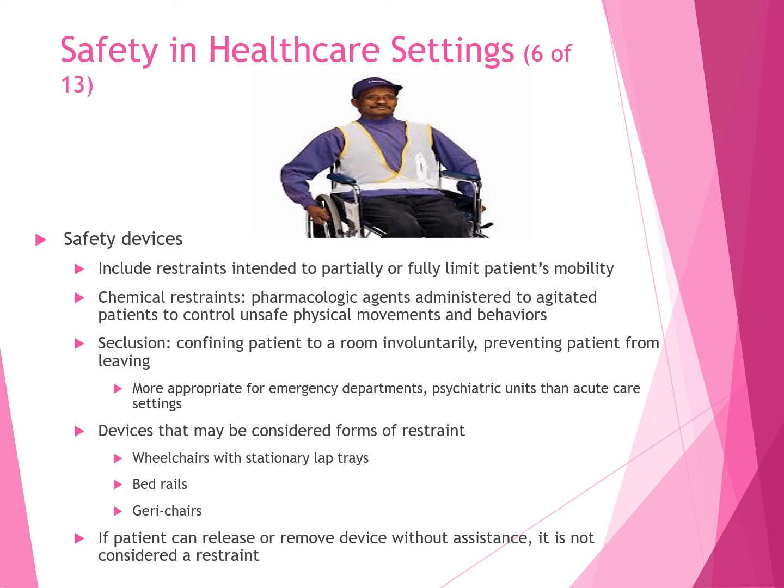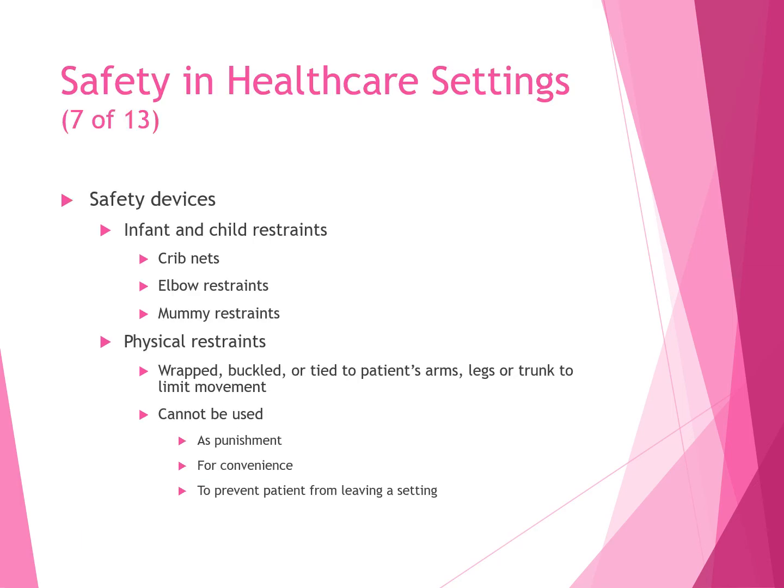If the patient can release or remove the device without assistance, it's not considered a restraint. One of the things you want to do is make sure you try other alternatives before you put a restraint on the patient. Other safety devices are infant and child restraints, crib nets, elbow restraints, and mummy restraints, which keep them from pulling out their IVs and tubes. Physical restraints, wraps, and buckles are tied to the patient's arms, legs, or trunk, which limits their movement.